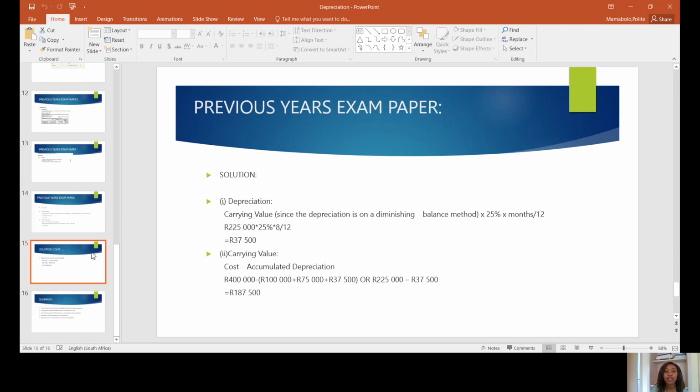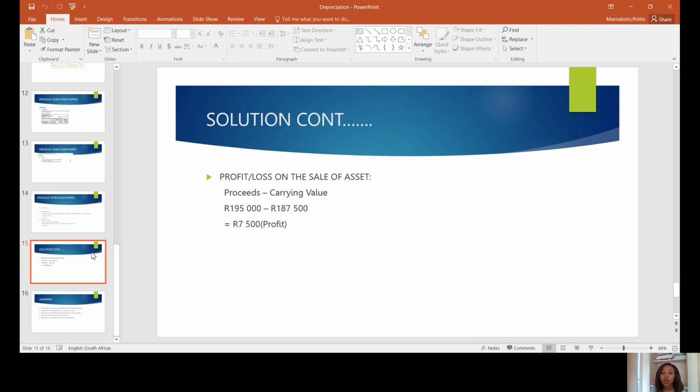The next question was, what is the profit or loss on this asset? We sold this asset for 195,000. The carrying value of this asset is 187,500. So it means that we made a profit of 7,500.